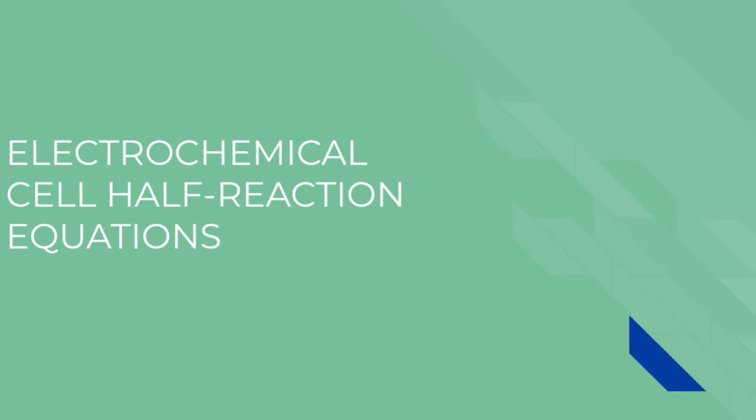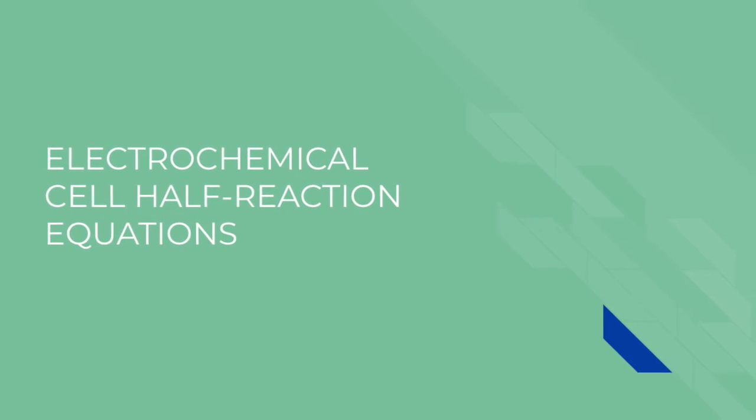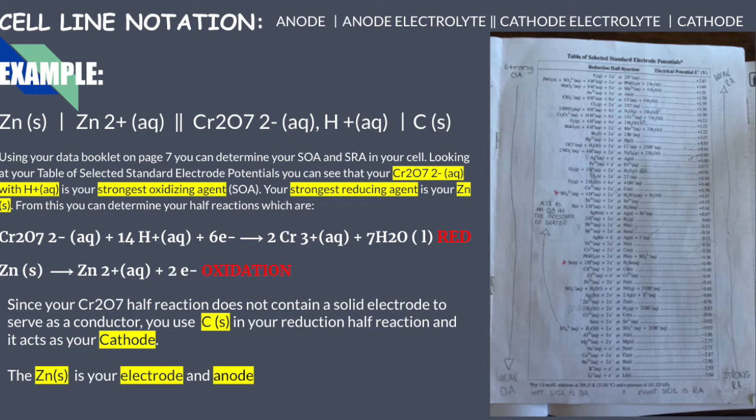Now moving on to electrochemical cell half reaction equations. Here at the top, you have your cell line notation. An example at the bottom. You have zinc solid, zinc with a positive 2 charge and is aqueous. Then you have dichromate with a negative 2 charge and is aqueous, hydrogen with a positive charge, and carbon solid. And your hydrogen is also aqueous. So using your table on page 7, you can determine your SOA and your SRA in your cell.